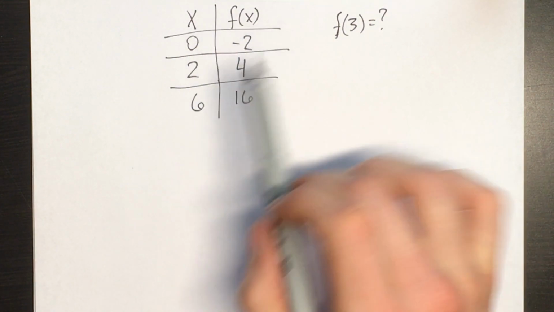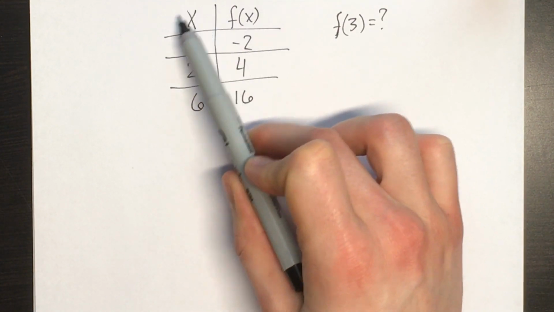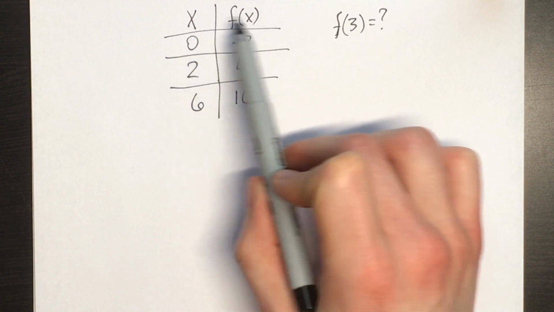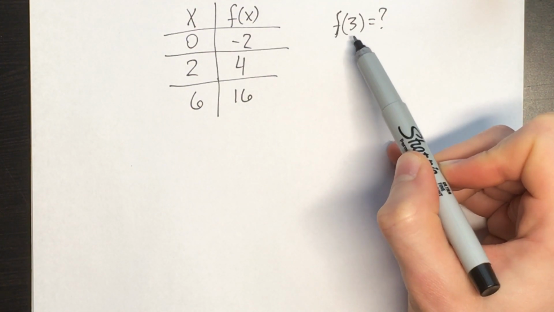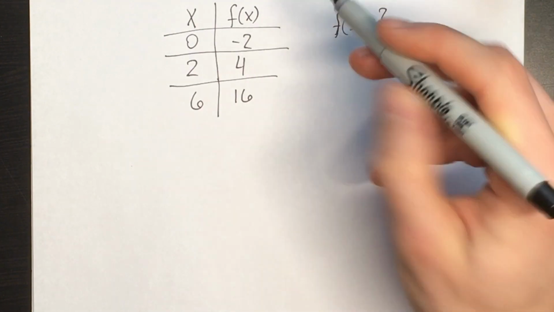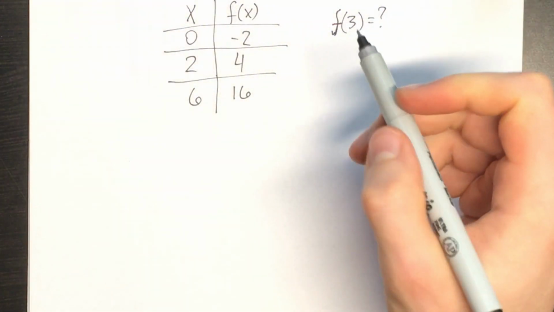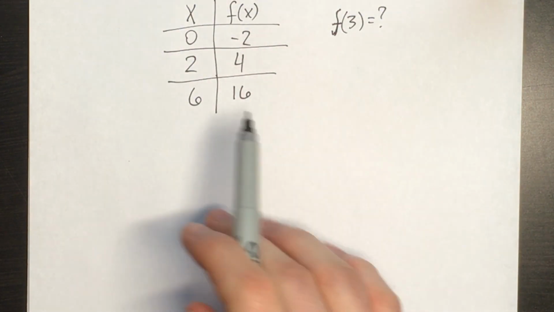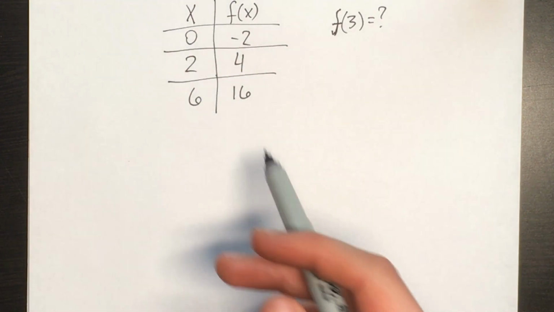F of x is, again, just some function, and it's the output, right? So basically, we're saying that if you put these values of x into some function f of x, this is your output. So we're looking for what would the output be if we put 3 in for x into this function. So we notice that right off the bat, we don't have 3 in the x column here, so we can't just read it off the table.